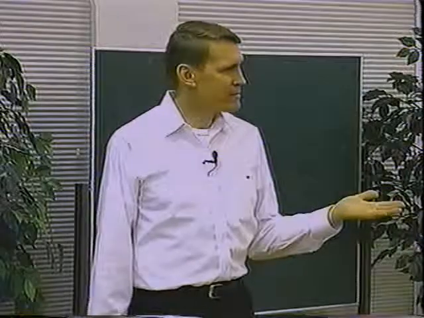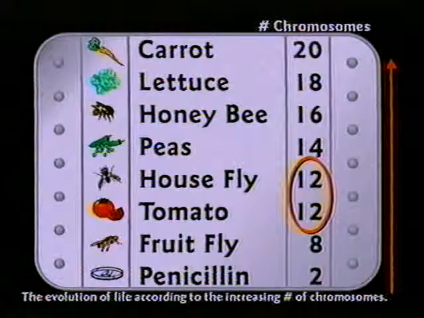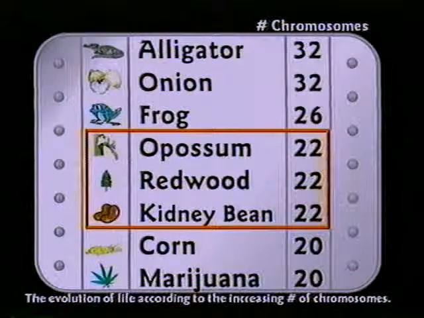Does that prove anything? Slowly it evolved into a pea, of course, with 14 chromosomes, and then I'd add the numbers up. These are the actual number of chromosomes found in these organisms. Now, possums, redwood trees, and kidney beans all have 22.